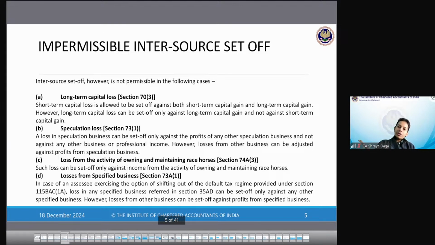If there is a profit, you pay tax on that. If there is a loss, you can set it off only against profits of this type. Only against profit from the activity of owning and maintaining race horses. In short, we lovingly call it something. What do we call it lovingly?